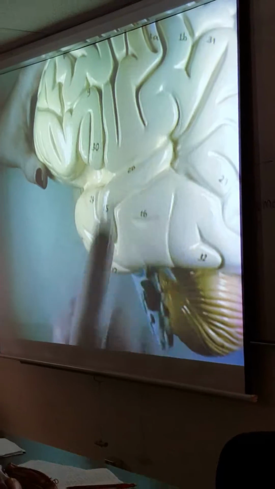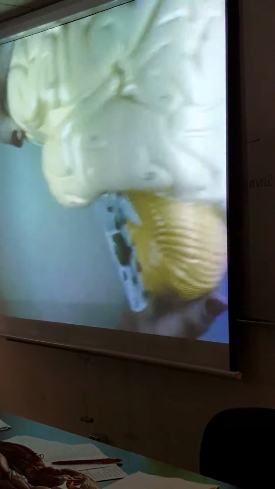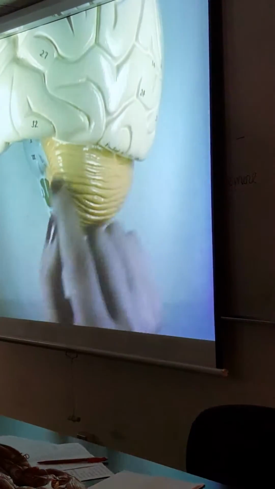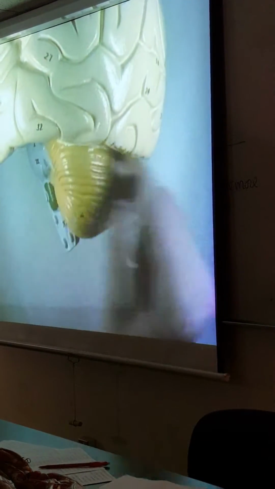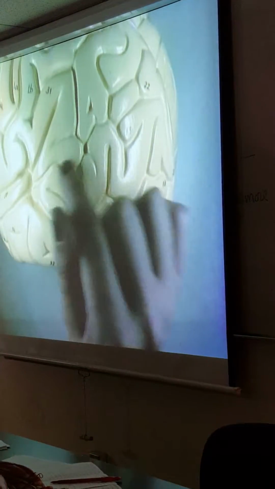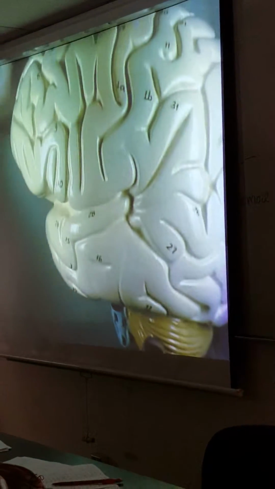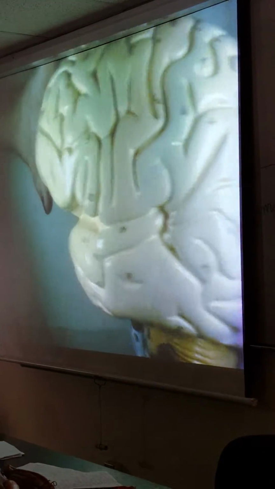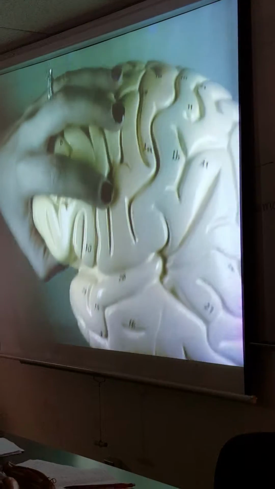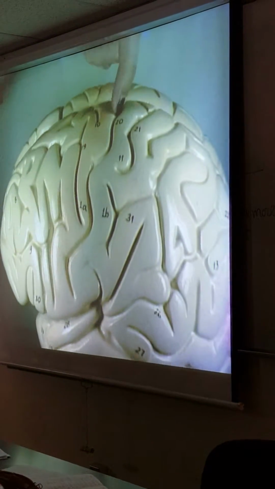Here, separating the temporal lobe from the frontal lobe is the lateral fissure or sulcus. And then separating the cerebrum from the cerebellum is the transverse fissure. There's also a parieto-occipital sulcus here, separating the parietal lobe from the occipital lobe. The cerebrum is divided into 5 lobes. The most anterior one is the frontal lobe. It's separated from the parietal lobe by the central sulcus here.